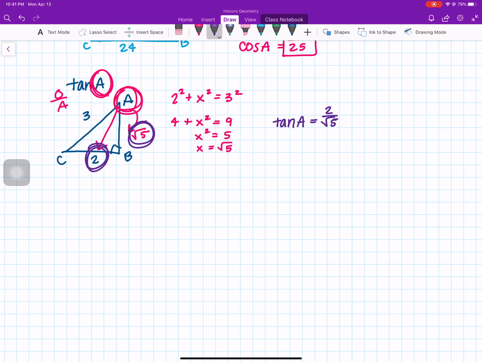And again, I'm a good math student. I'm going to reduce my radical. So I'm going to multiply the numerator and denominator by root 5. This is 2 root 5 over square root of 25, which is just 5 in the denominator. And that would be my ratio.